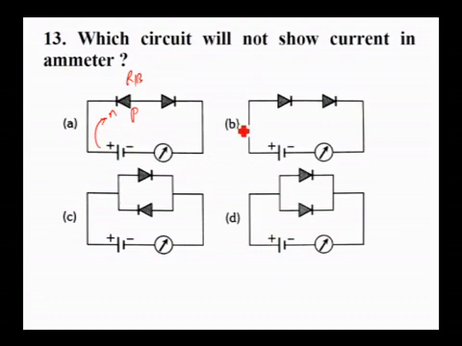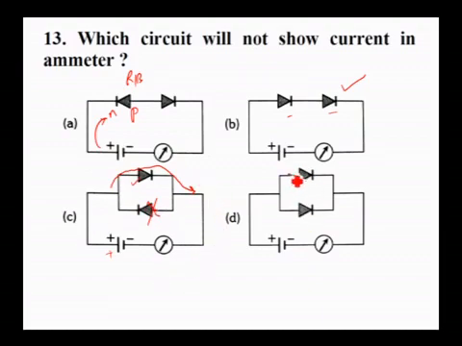In this B, both are forward biased, so they will conduct. Here it is actually a dual path. This is forward biased because this is plus, it will conduct. So, the current can always pass like this. Even if this does not conduct, it is okay. The ammeter can have current in it.